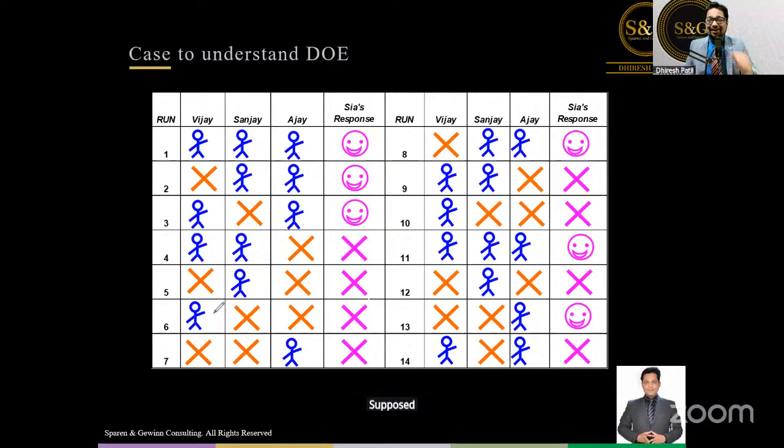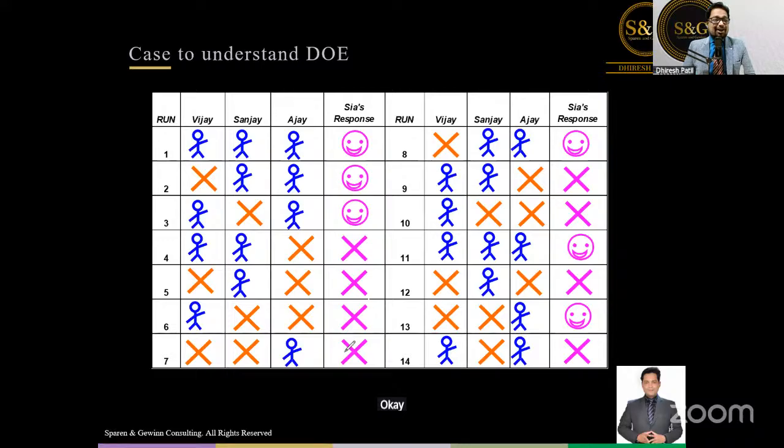Supposed to be very good, known person for Sia. But again, to the surprise of Vijay, Sia didn't smile. And on the 7th day, that was the biggest surprise. Till now Ajay was looking, but Ajay was alone and she didn't smile. Wow, that is something different. Kahani mein twist in the tale. What happened? And the entire experiment continued like that.